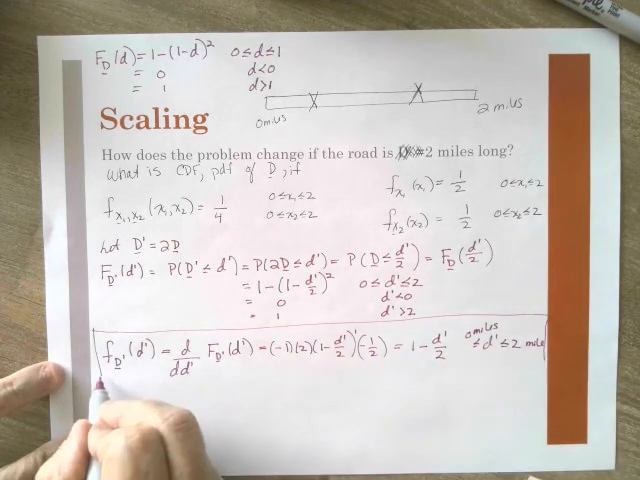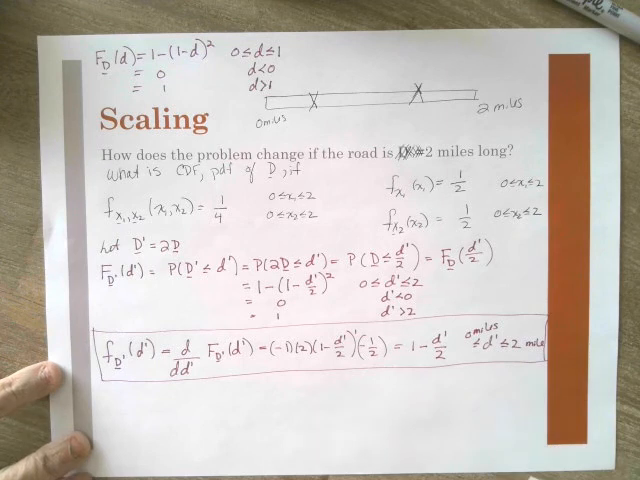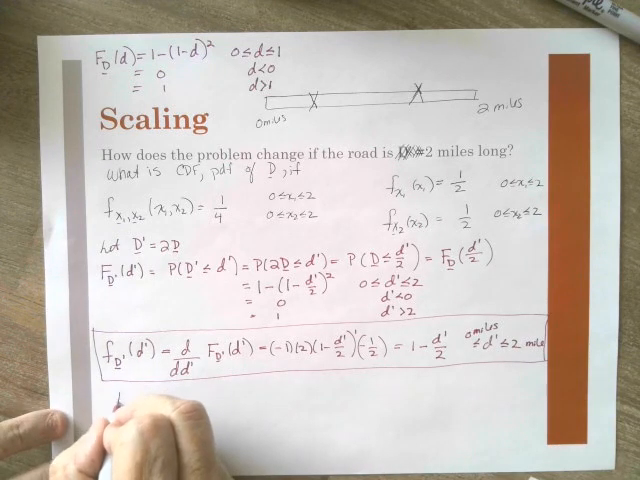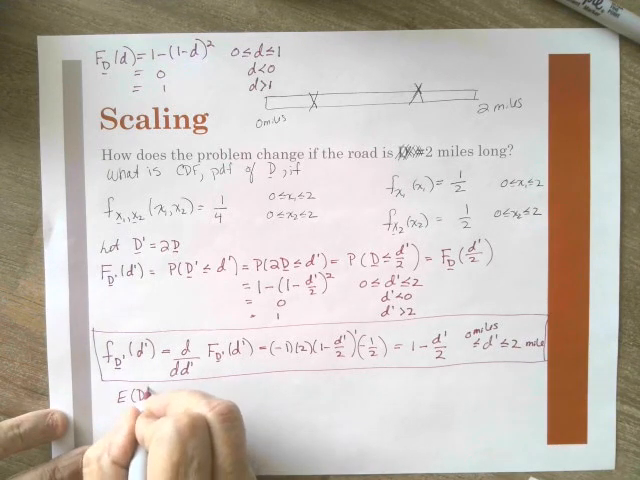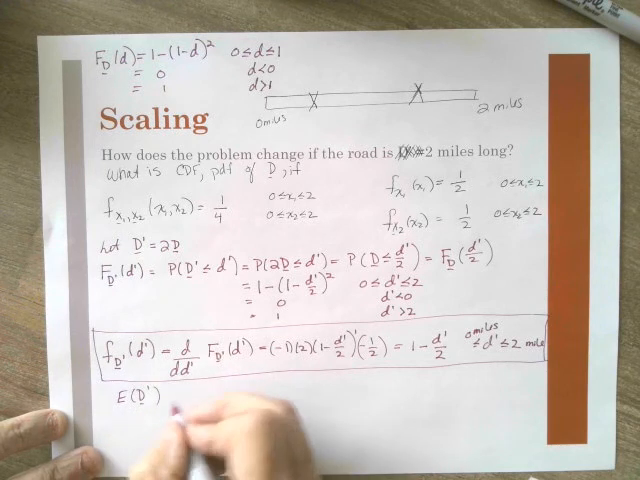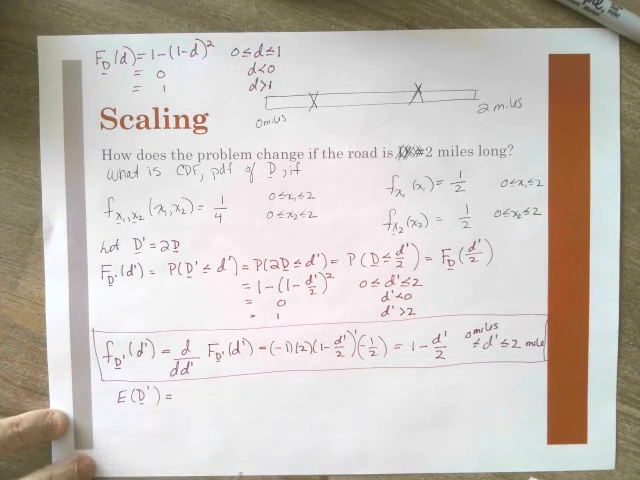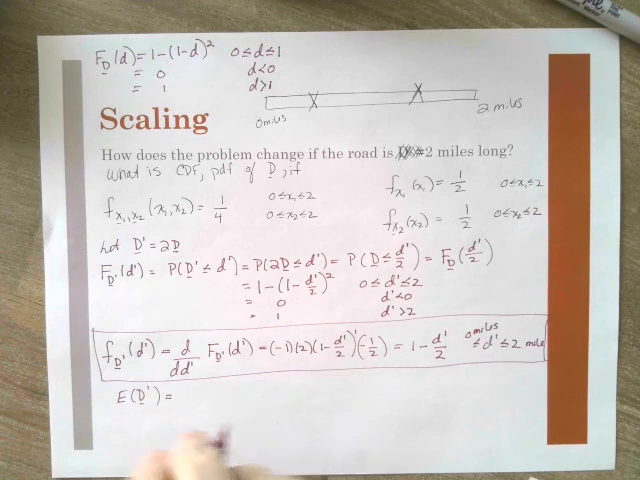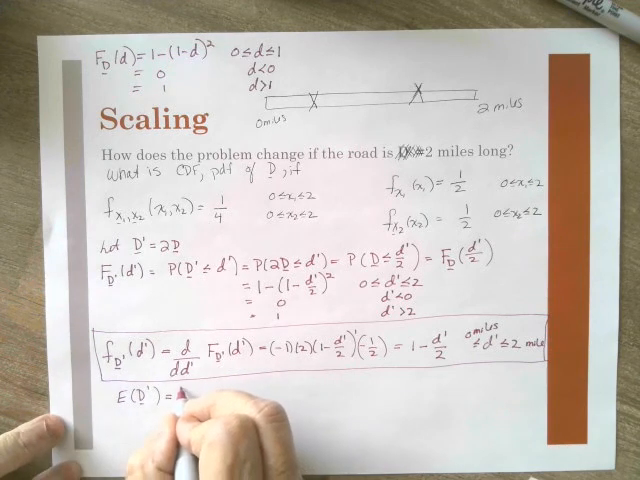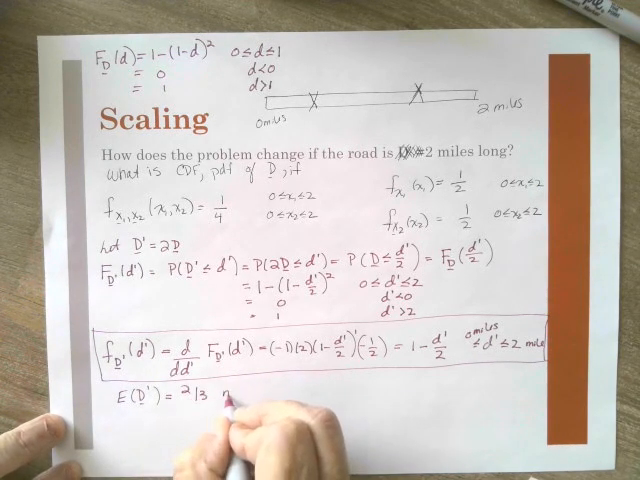is kind of what we need. Because if we want to figure out what is the expected value of d prime, and you know how to get that, right? You just do an integral over, well, I'm going to let you do it. You should know how to do that. So I want you to verify that this ends up being 2/3 of a mile.